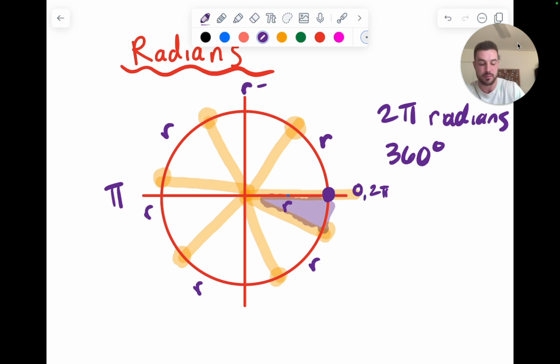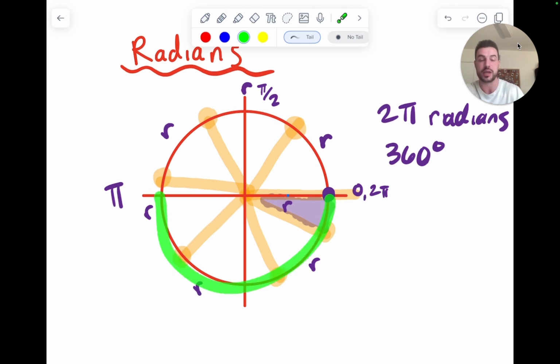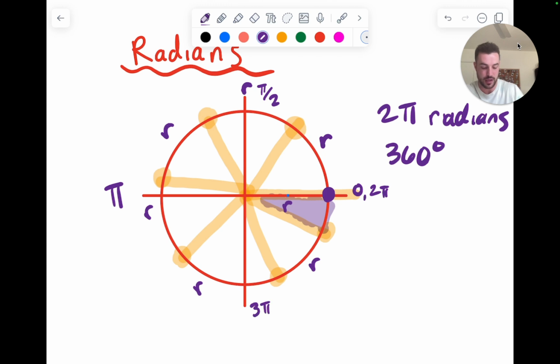Half of that would be pi over 2, which is our 90 degrees. And then directly between pi and 2 pi is going to be our 3 pi over 2. All right, and we actually do have some more information that we're going to talk about, and it's specifically going to be different coordinate values on the circle here.